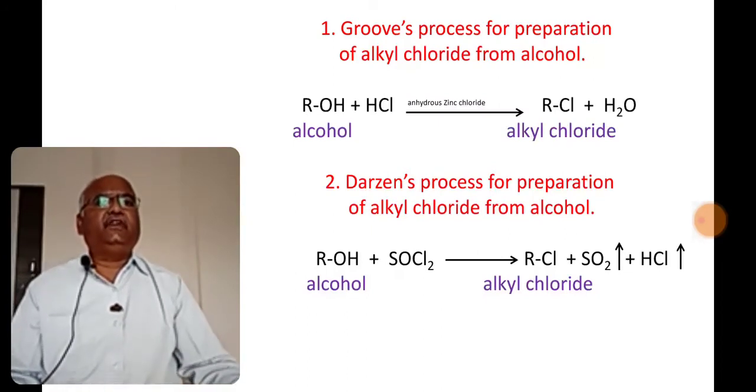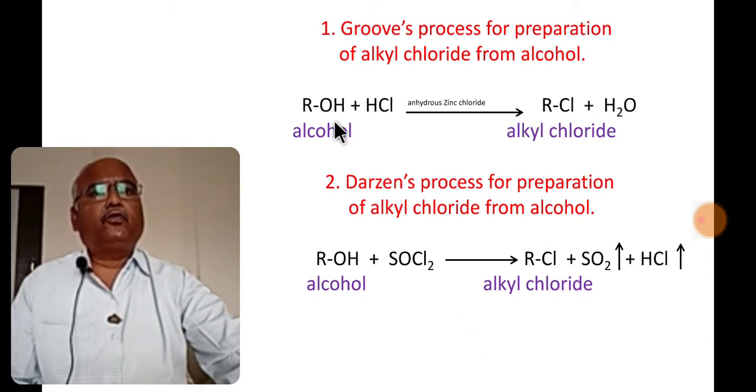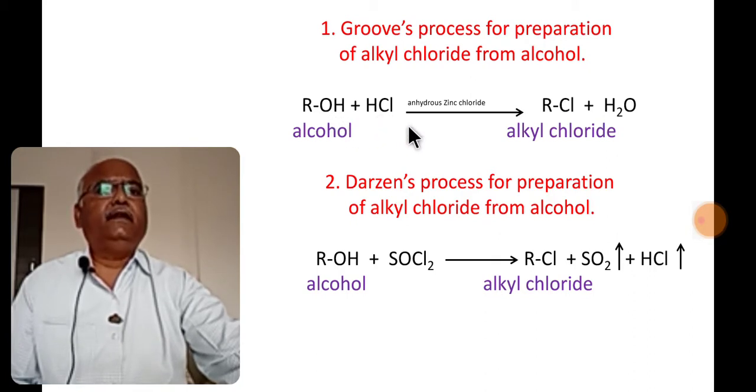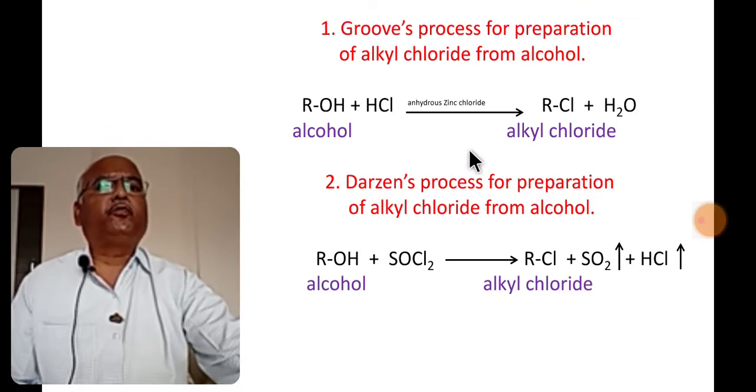So the first is Groves process for preparation of alkyl chloride. Alcohol is treated with HCl in presence of anhydrous zinc chloride to give alkyl chloride. OH of alcohol reacts with hydrogen of HCl and water molecule is formed as side product. So this is Groves process.